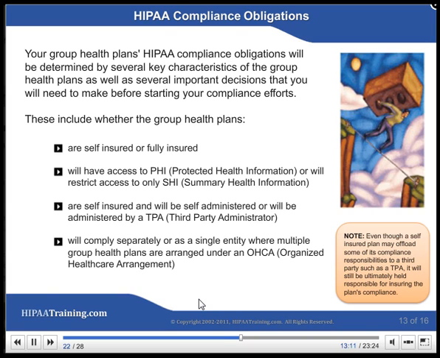Note: even though a self-insured plan may offload some of its compliance responsibilities to a third party, such as a TPA, it will still be ultimately held responsible for ensuring the plan's compliance.